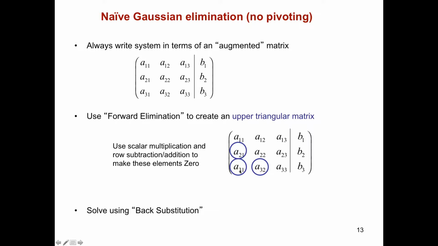So for instance, if I had these two zeros, I would have 0, 0, A33, and B3, and of course A33 times X3 is equal to B3, so I can immediately solve for X3. Once I have X3, I plug it into the equations above and first solve for X2 and then for X1. That is called back substitution.